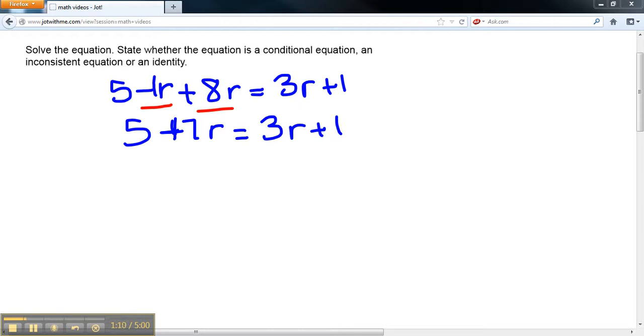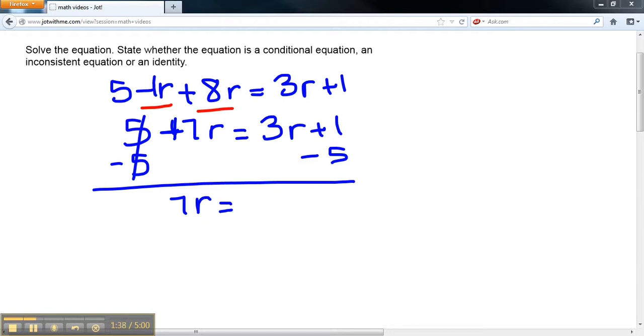Okay, I want my numbers on the right and I want my variables on the left. So I have some terms to move around here. First thing I'm going to do is move the 5 from the left-hand side to the right-hand side. I don't want it near my variable. I'm going to subtract it because we've added on the left-hand side. 5 minus 5 gives me 0, so it is indeed gone from the left-hand side. And I'm left with 7r on that side. The right-hand side, I have 3r, and then I have 1 minus 5, which is negative 4.